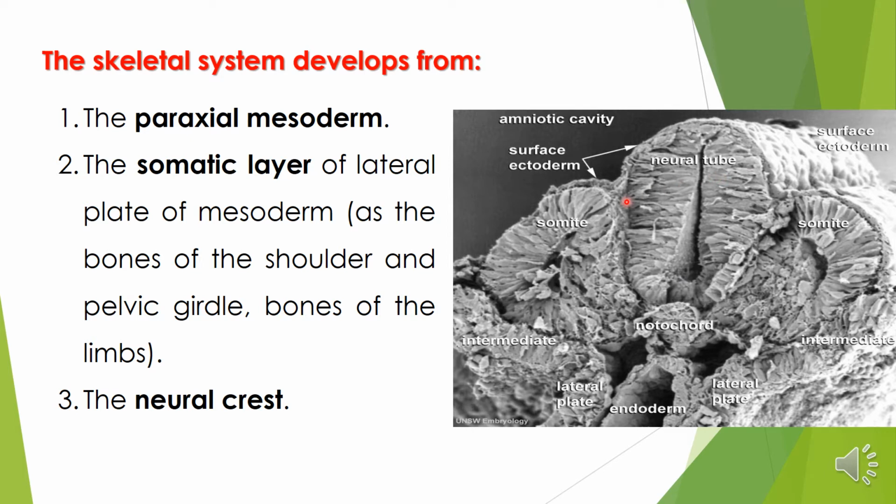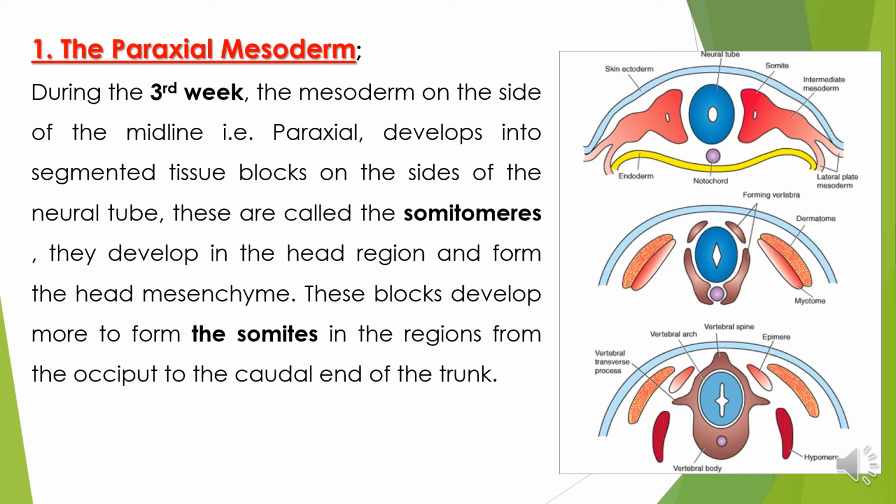Here you can see the neural tube and the mesoderm. It's divided into three layers: the paraxial mesoderm, the intermediate mesoderm, and the lateral plate mesoderm. Now, first, the paraxial mesoderm. During the third week, the mesoderm on the side of the midline, the paraxial mesoderm, develops into a segmental tissue block on the side of the neural tube.